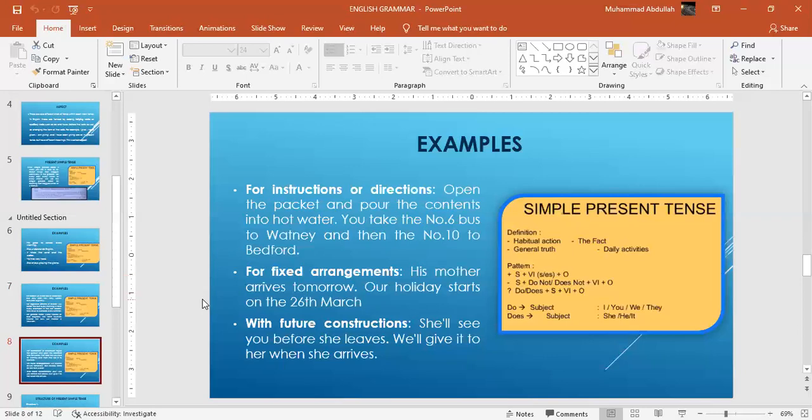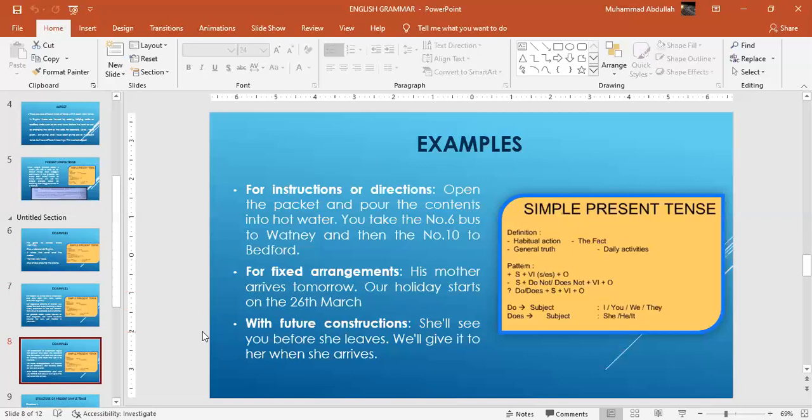His mother arrives. The S form of verb is used here, which is always used in present simple tense or indefinite tense. And then the next use of present simple tense is future constructions like she will see you before she leaves. She will see. This part is in future tense, but in the second part, before she leaves, we have used the S form of verb that shows that it is a present simple or indefinite tense.